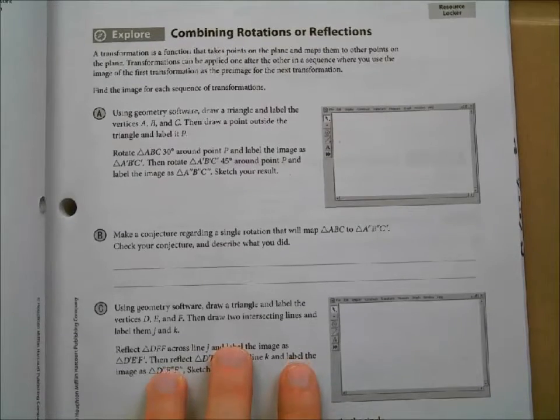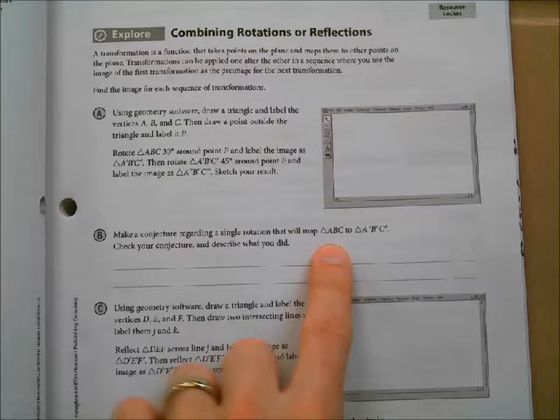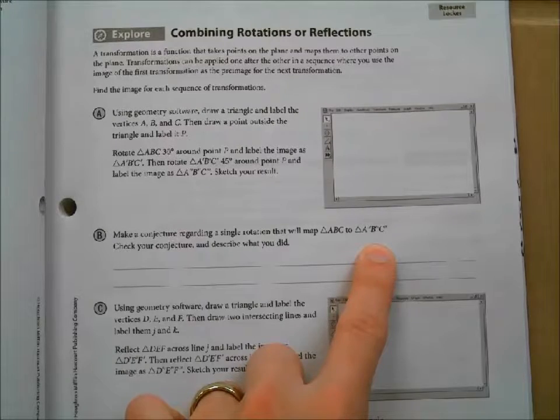So the question for letter B that we want to be able to answer is, if we take triangle ABC, rotate it 30 degrees around point P, and then take that image and rotate it another 45 degrees around point P, what single rotation could we have done there to go from our very first triangle ABC to the very final triangle A prime prime, B prime prime, C prime prime? So go ahead. What do you say, Brandon?